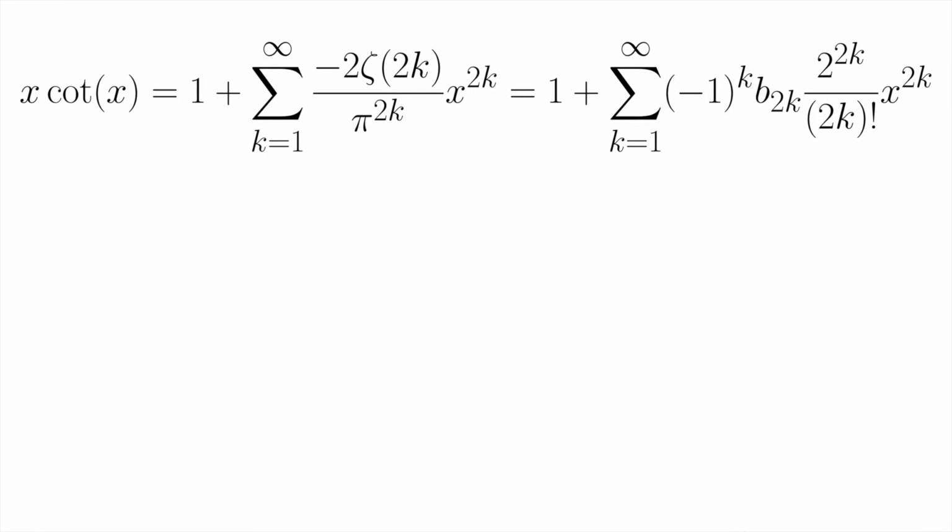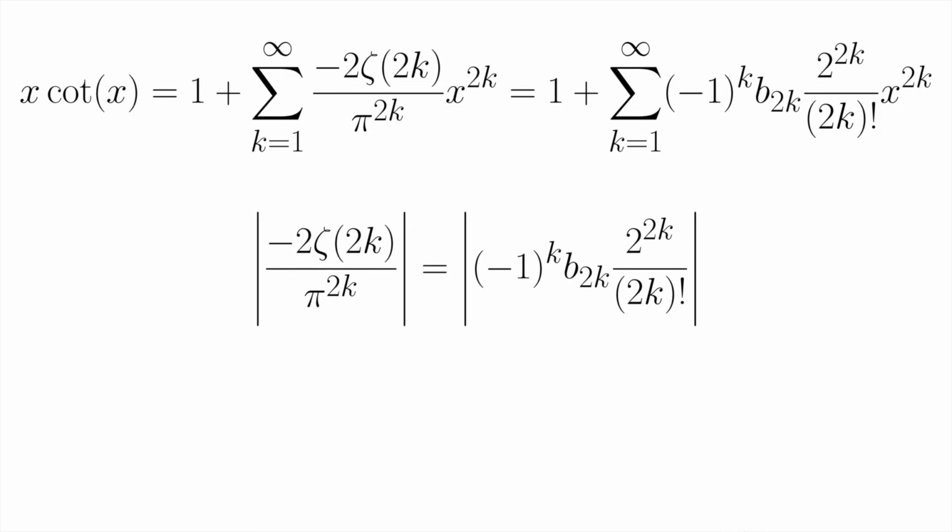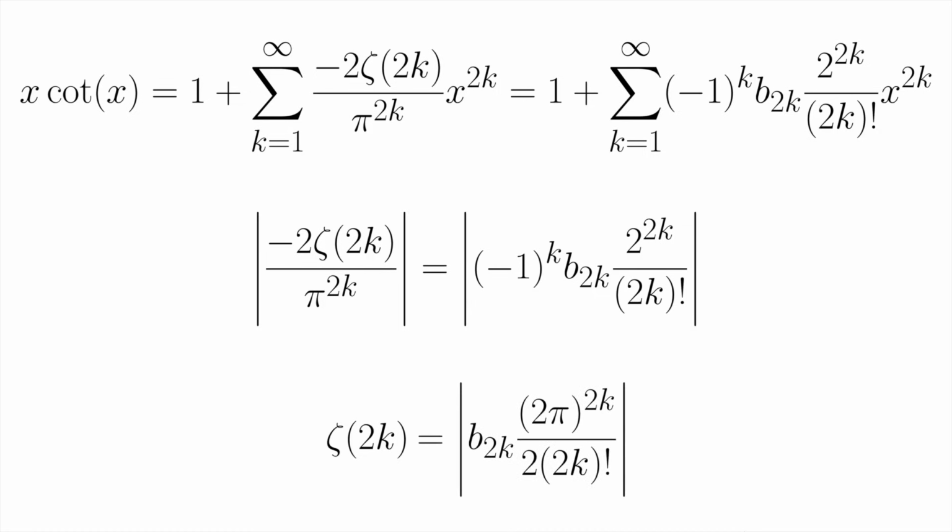We now have two formulas for the Maclaurin series of x cotangent of x, one of which involves these zeta values, and the other involving the Bernoulli numbers. We can equate the x to the 2k power coefficients on both sides. We can take the absolute value of both sides so that we don't have to think about the signs of the Bernoulli numbers, which remember alternate, and solve for zeta of 2k, which we know is positive anyway. And then, once we do that, we obtain Euler's remarkable theorem, that zeta of 2k is given exactly by the absolute value of the 2kth Bernoulli number times 2 pi to the 2kth power divided by 2 times 2k factorial.